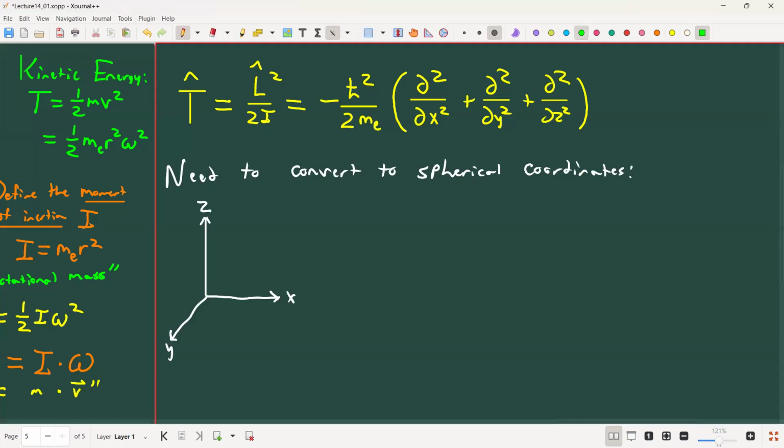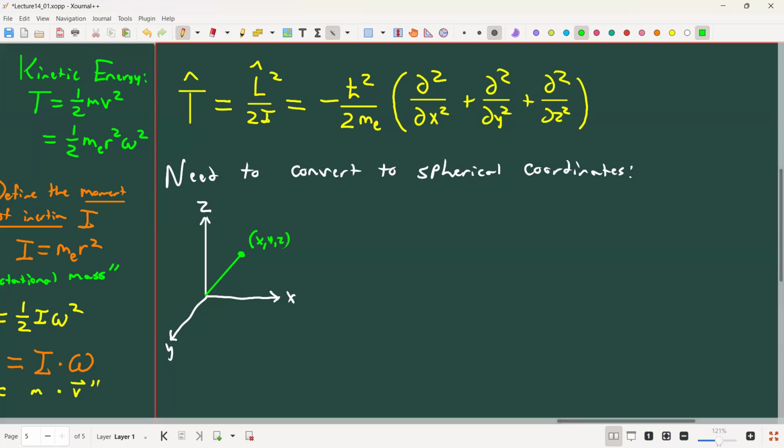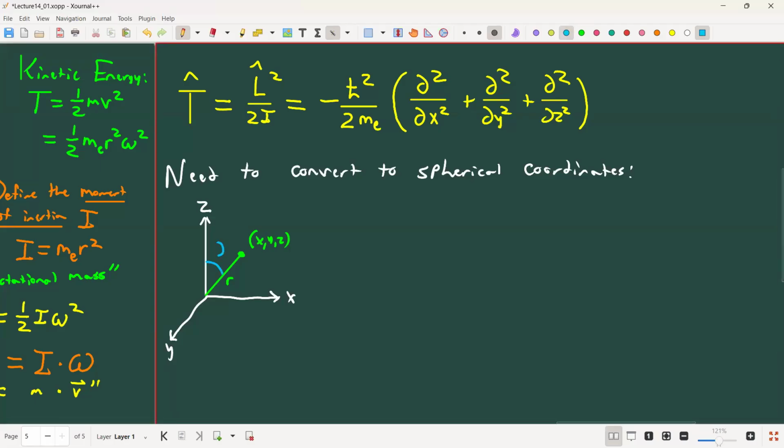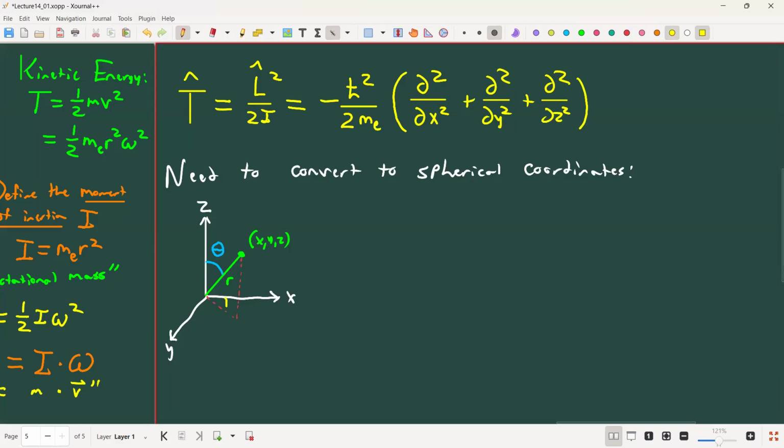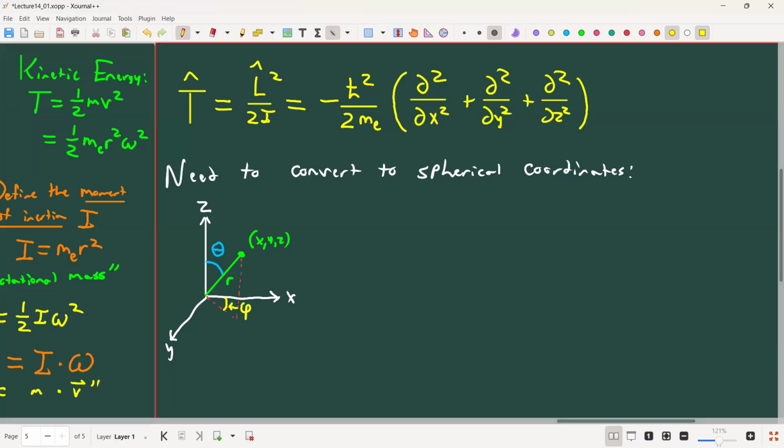So let's define our coordinate system. I've got an electron sitting here at X, Y, Z, and I'm going to define three parameters to define these coordinates. First, there's the length R. There's the angle between the vector and the z-axis, theta. And then the final one is where I project this vector down into the xy plane and calculate the angle between the x-axis and this projection, phi. Okay, so those are our three coordinates.